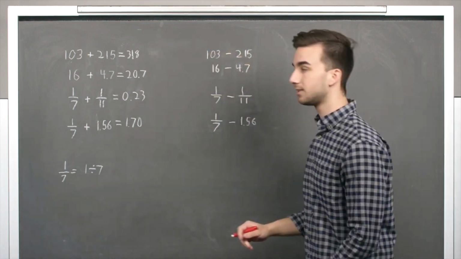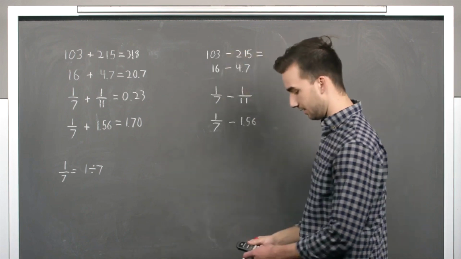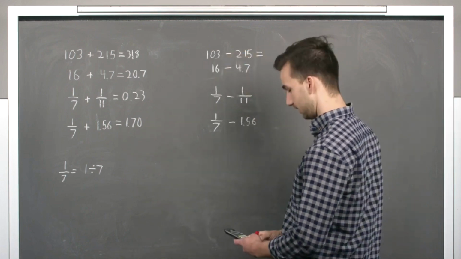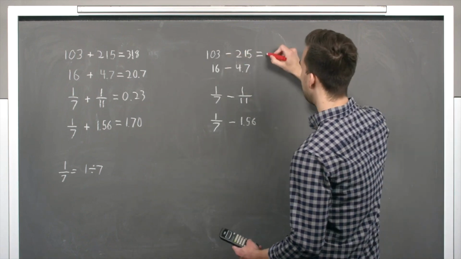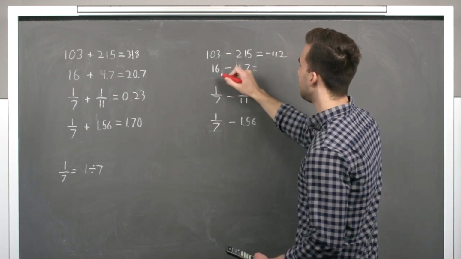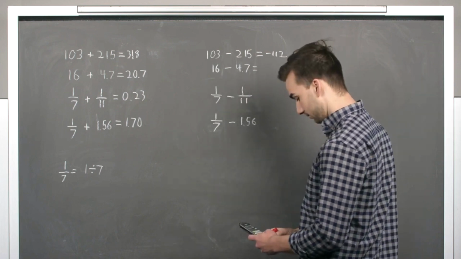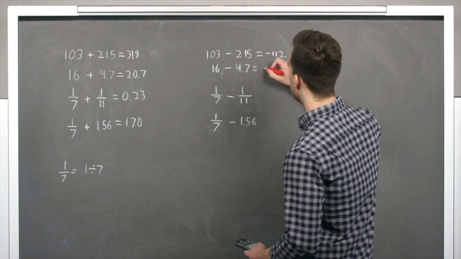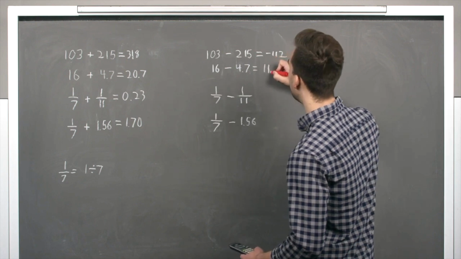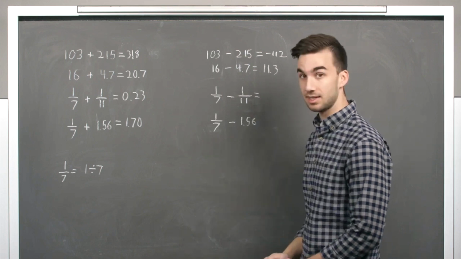And so we also need to know how to subtract these in our calculator. 103 minus 215 is easy, minus 112. And so can we subtract decimals in our calculator? 16 minus 4.7 is equal to 11.3. And then here we have fractions again.